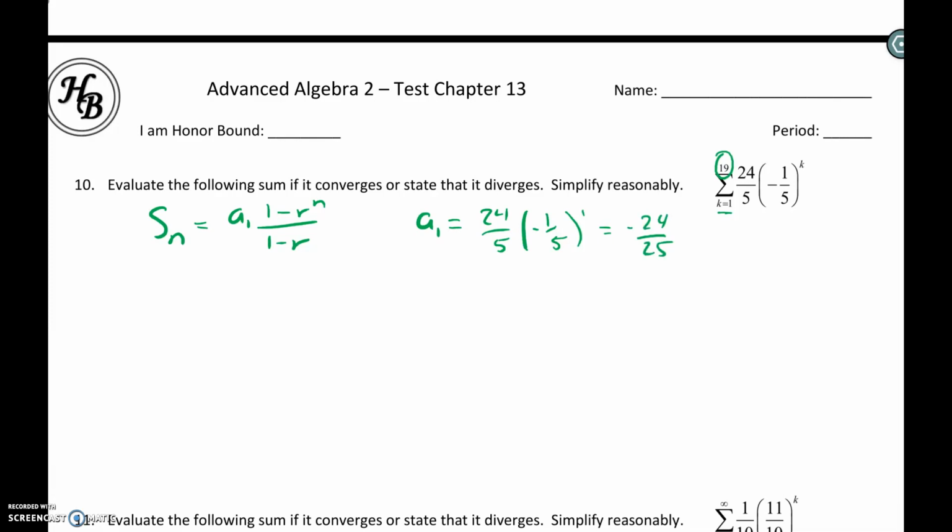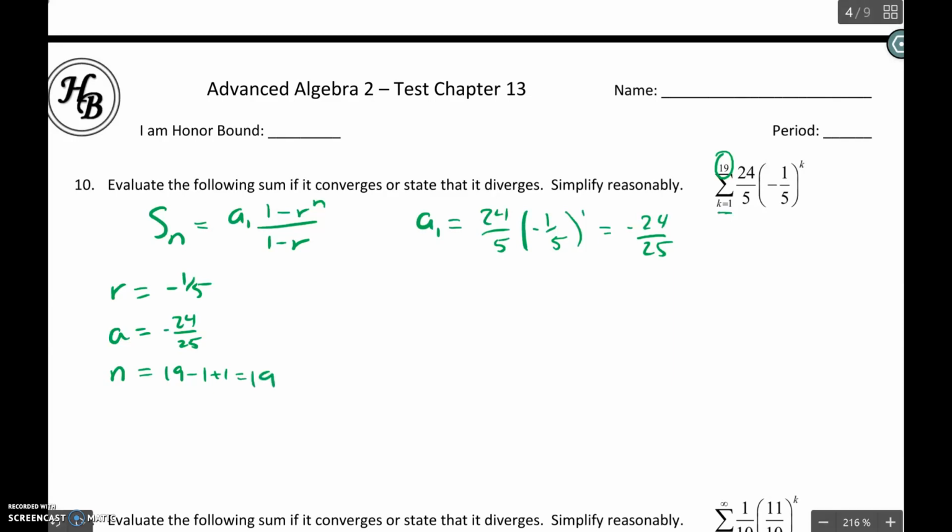r is -1 fifth, and n is 19 minus 1 plus 1. Oh, I did not just say that 19 minus 1 plus 1 is 20. It would be 19. So, good. This is how I like to write it. We need to know our r, our a, and our n. So r is -1 fifth, a_1 we just found is -24 25ths, and n is 19 minus 1 plus 1, which is just 19.